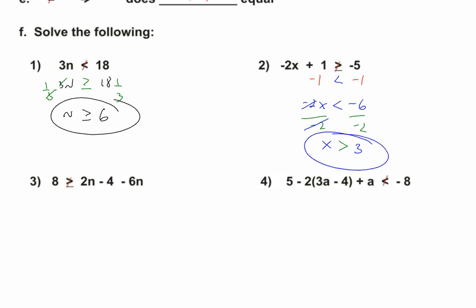How many had that correct? All right, good job. Any questions on that? Because this chapter we've gotten into a little bit more complicated equations, you can see some of the inequalities are a little bit more complicated. All right, take your knowledge now and try to do number 3, and I'm going to pause.